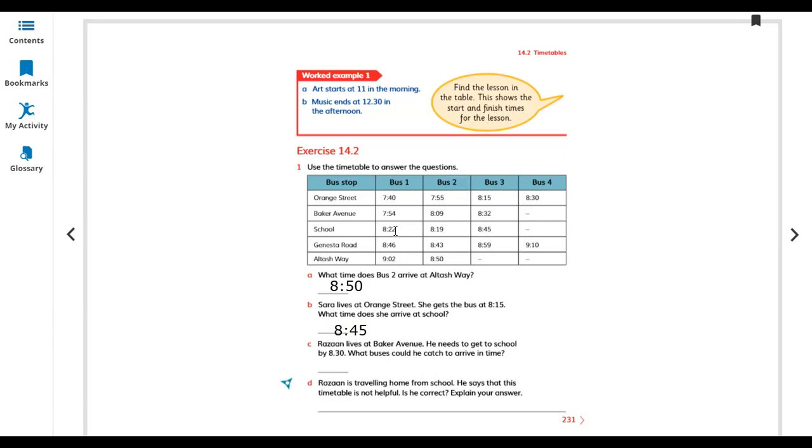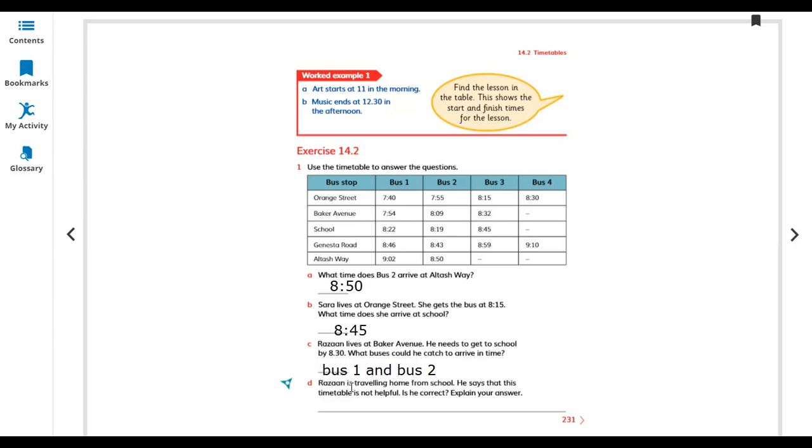So we have remaining bus 1 and bus 2. Bus 1 starting time 8:22 and this one 8:19. So these come before the time of school. The time of school is 8:30. So bus 1 and bus 2 are the best option. Bus 1 and bus 2.